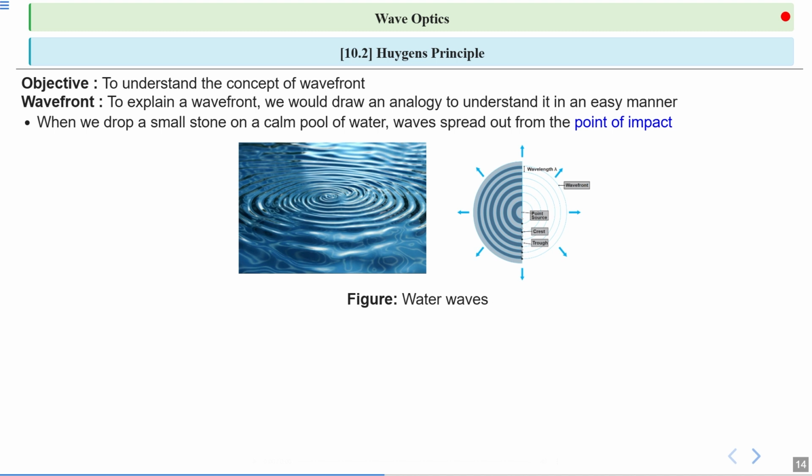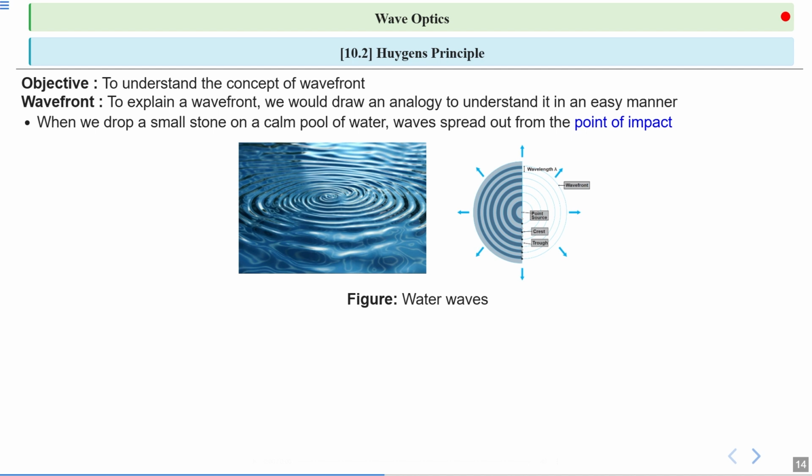Okay, so when the stone hits the water, waves spread out from the point of impact. This is similar to how light waves propagate. Notice the point of impact here, as it's crucial for understanding the origin of the wavefront. Let's look at this image of water waves to visualize the concept.